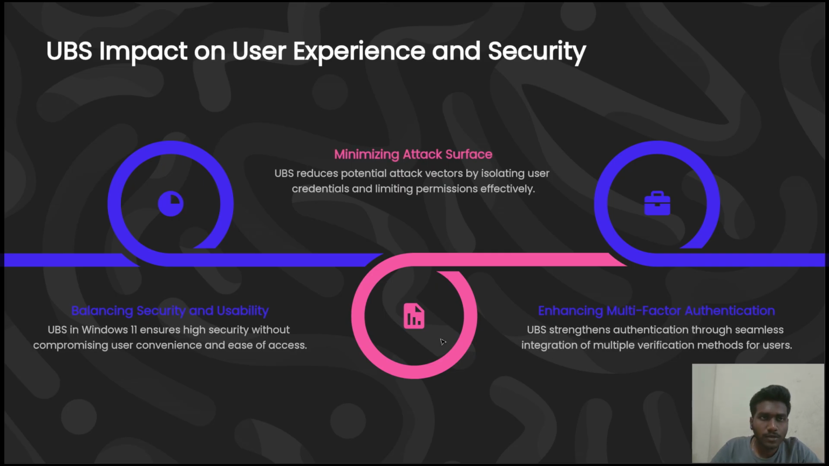UBS impact on user experience and security. First one is balancing security and usability. UBS in Windows 11 ensures high security without compromising user convenience and ease of access. Second one is minimizing attack surface. UBS reduces potential attack vectors by isolating user credentials and limiting permissions effectively. And the third is enhancing multi-factor authentication. UBS strengthens authentication through seamless integration of multiple verification methods for users.